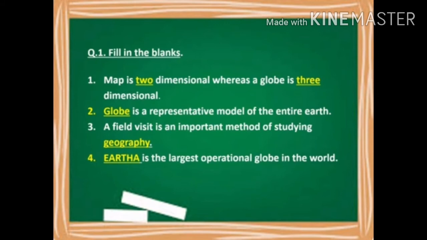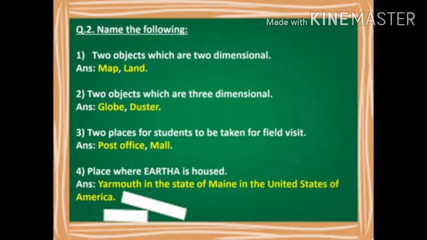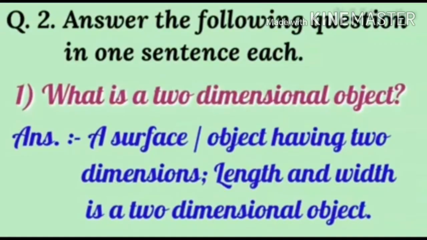So move towards the next. Name the following: two objects which are two-dimensional. Answer is given. Two objects which are three-dimensional. Two places for students to be taken for a field visit. Then the place where Earth is housed. So each question's answer is here in the video. You can stop the video, zoom in and write in your notebook.